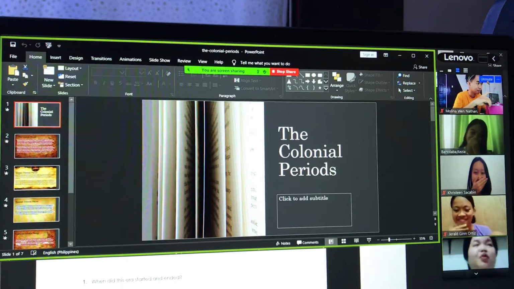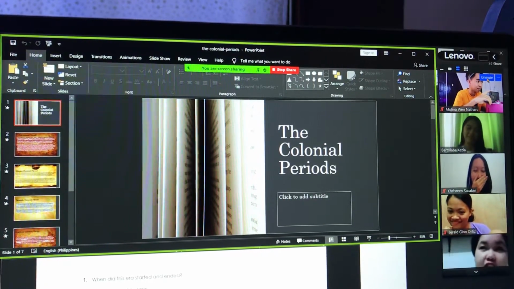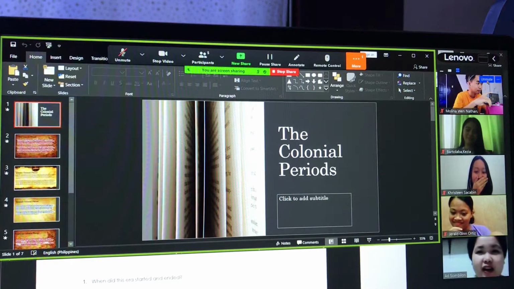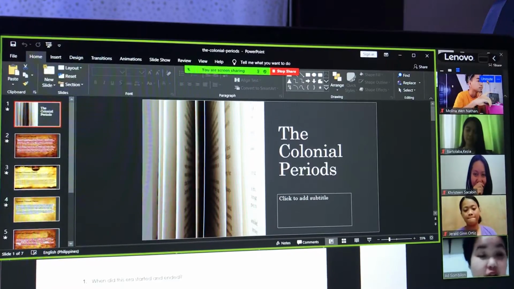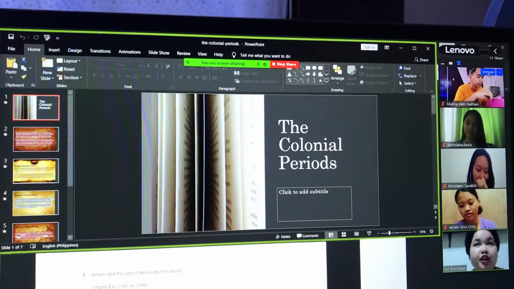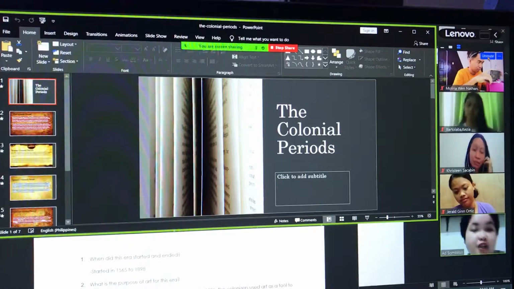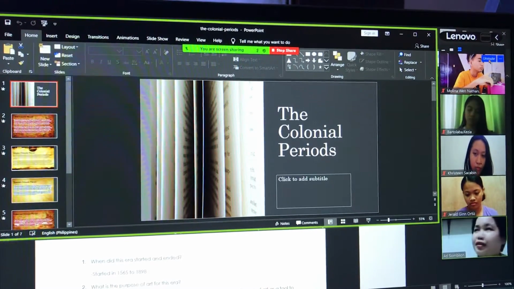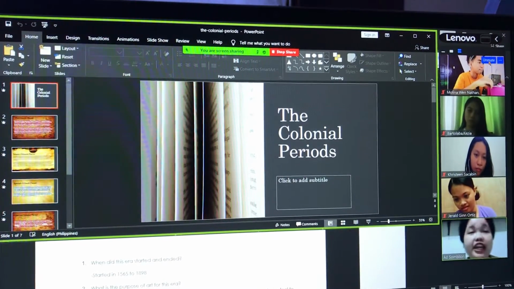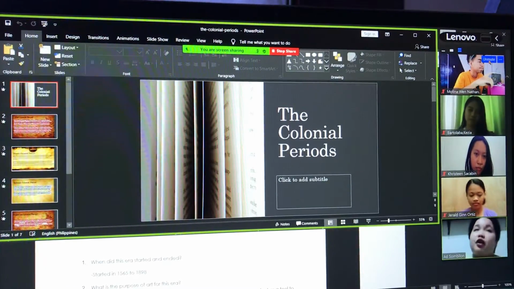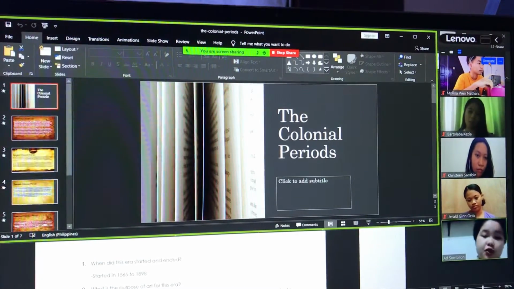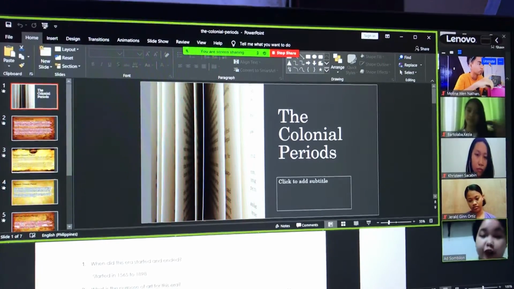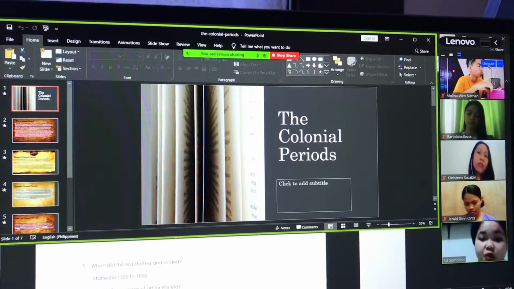Good morning, everyone. Today, we will be sharing all about the colonial period. Each of us has a task on which colonial period we are covering. Some are the Spanish period, contemporary art, and others. We are here to discuss and share with each one of us what we have learned as we researched on it.